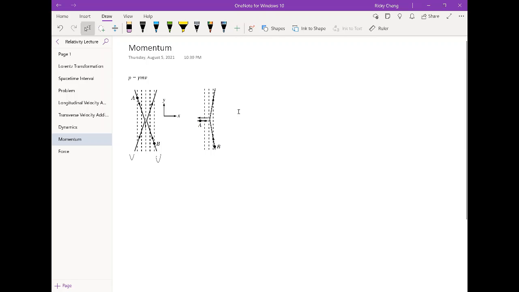Okay. So now suppose that the y component of the velocity is Vy and the x component of the velocity is Vx. Now suppose that Vy is very large and Vx is very small. So A and B are only moving at a slight diagonal.